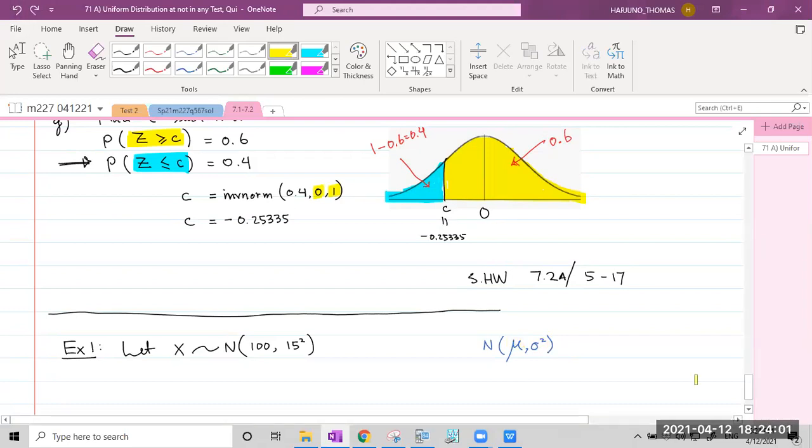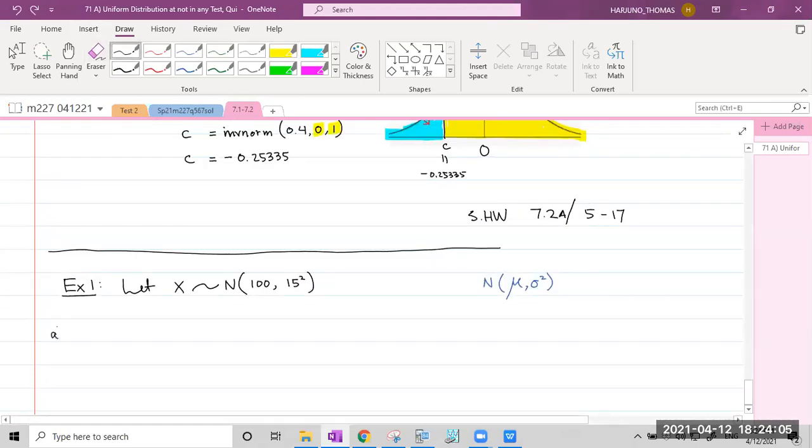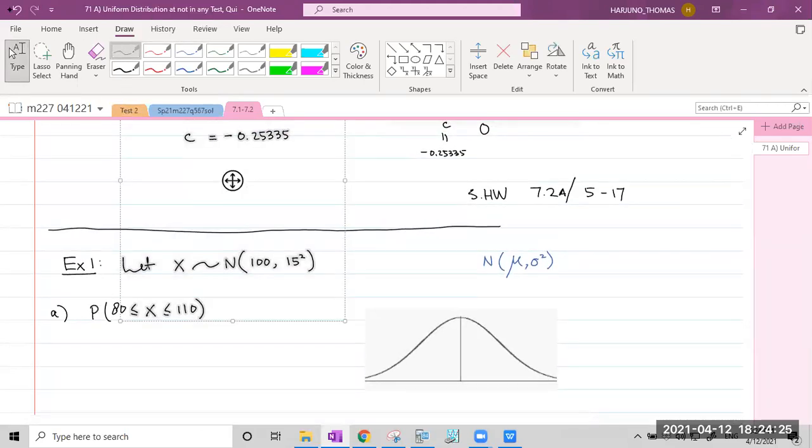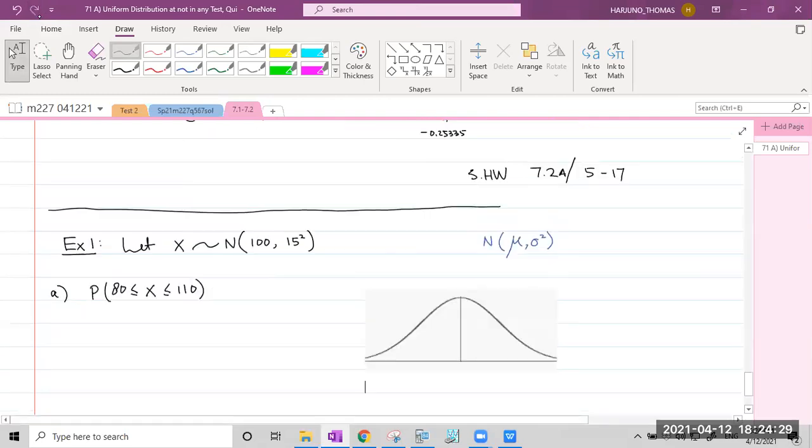Now suppose I want to compute the probability that X is between 80 and 110. The mean is, oh, I'm sorry, the mean is 100. Okay, not zero anymore. This is not the standard normal distribution, it's just a non-standard normal distribution. We want the area between 80 and 110. So the mean right now is not zero, the mean is now given to us as 100. Now we want to find the area here.